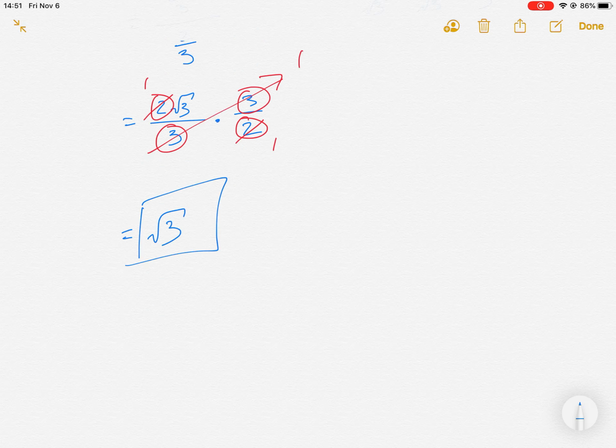Okay, so that actually concludes section 5.4. We solved a lot of different problems involving sum and difference formulas, and we also did double angle. A big part of these videos was simplifying fractions and simplifying radicals.